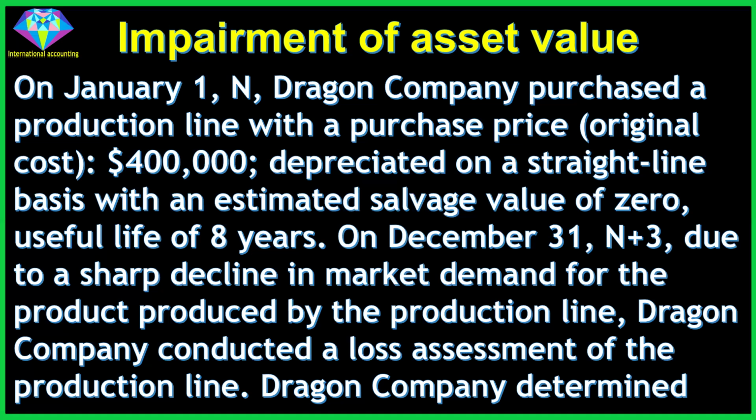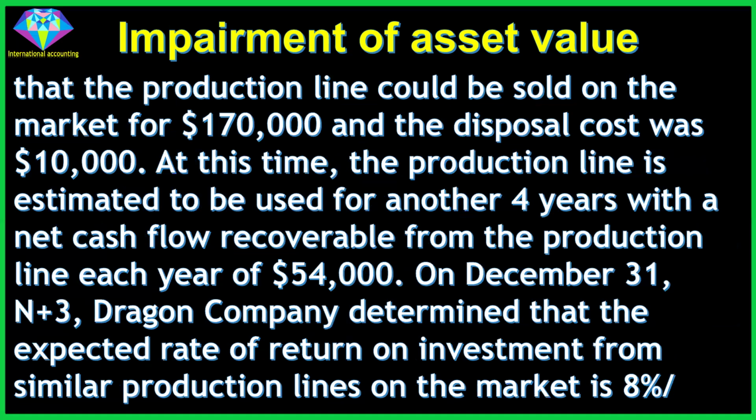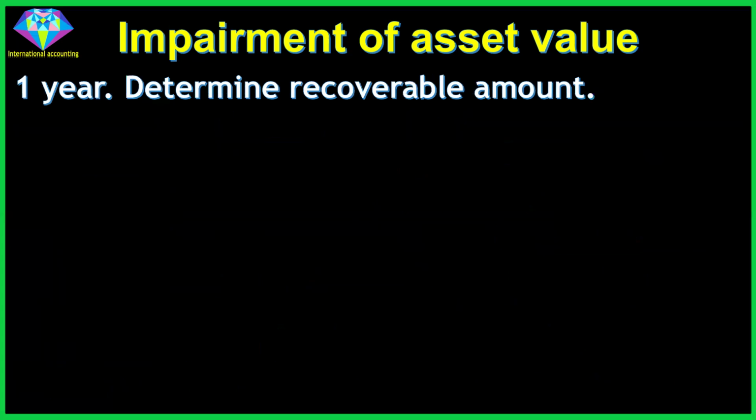Dragon Company determined that the production line could be sold on the market for $170,000 and the disposal cost was $10,000. At this time, the production line is estimated to be used for another 4 years with a net cash flow recoverable from the production line each year of $54,000. On December 31st, N+3, Dragon Company determined that the expected rate of return on investment from similar production lines on the market is 8% over 1 year. Determine the recoverable amount.